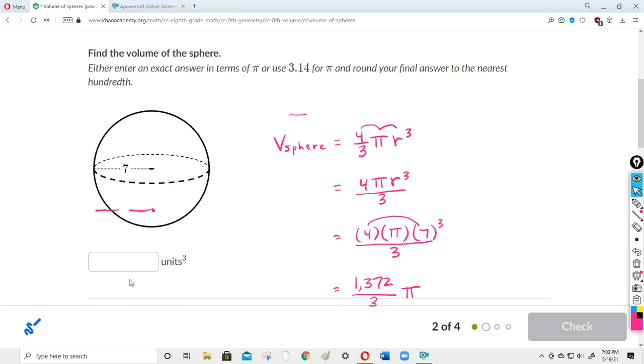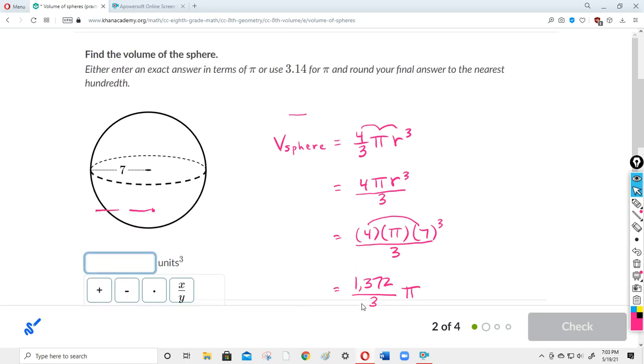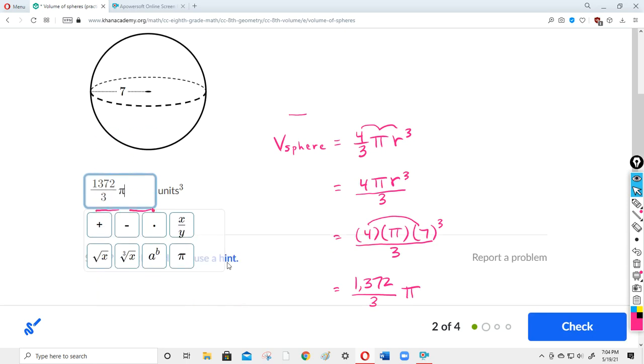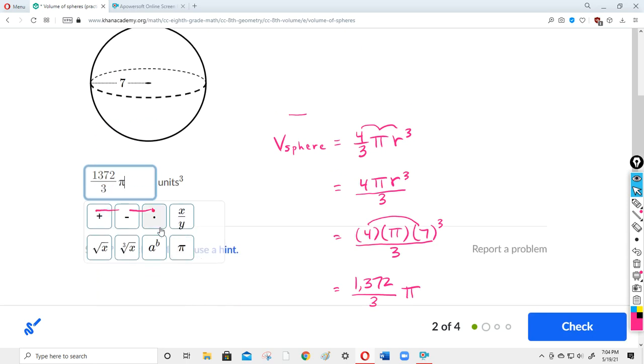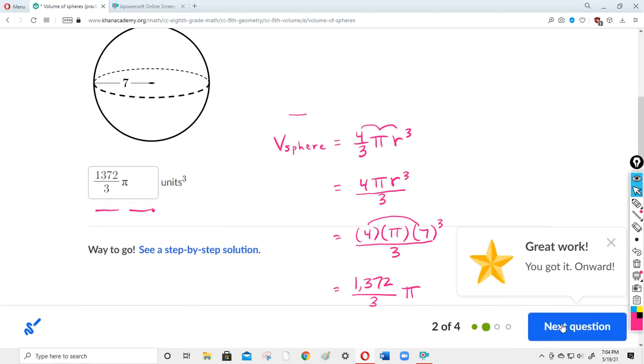So in the box, I'm going to do 1372, hit the slash button, okay, put 3 in the denominator, then press the right arrow key, and you can type pi for pi, or you can just click the pi key. So I have 1372 over 3 times pi. Alright.